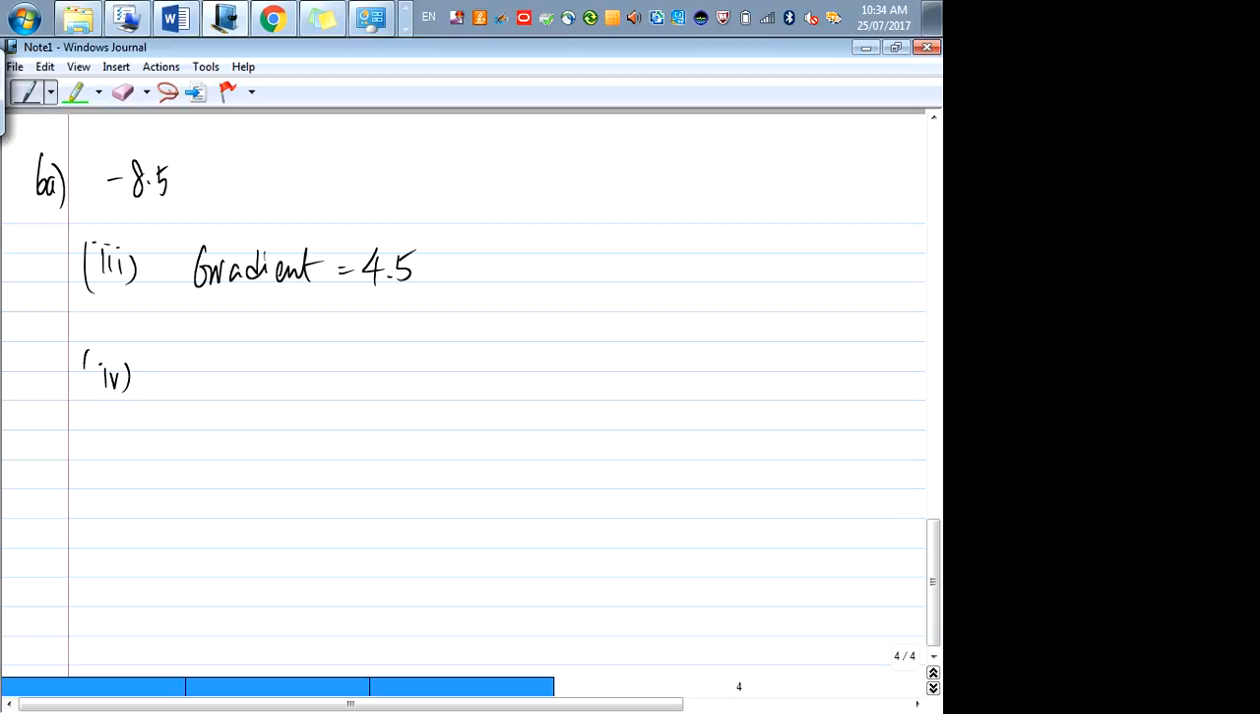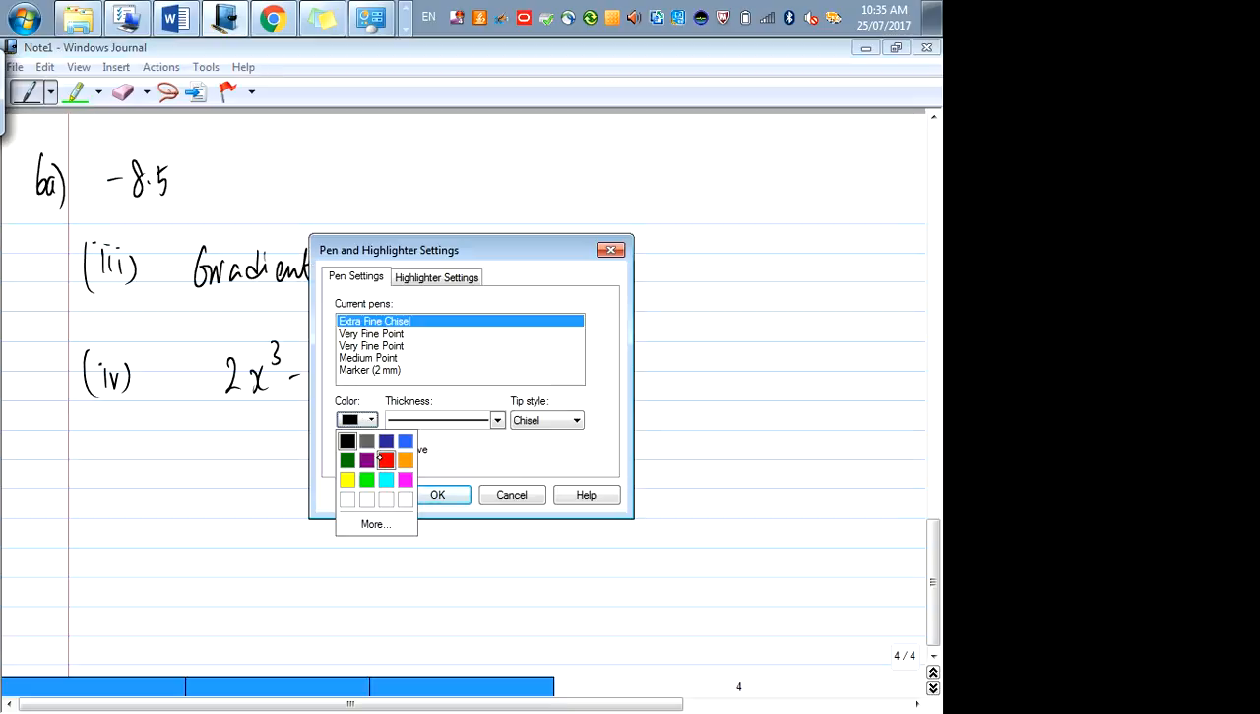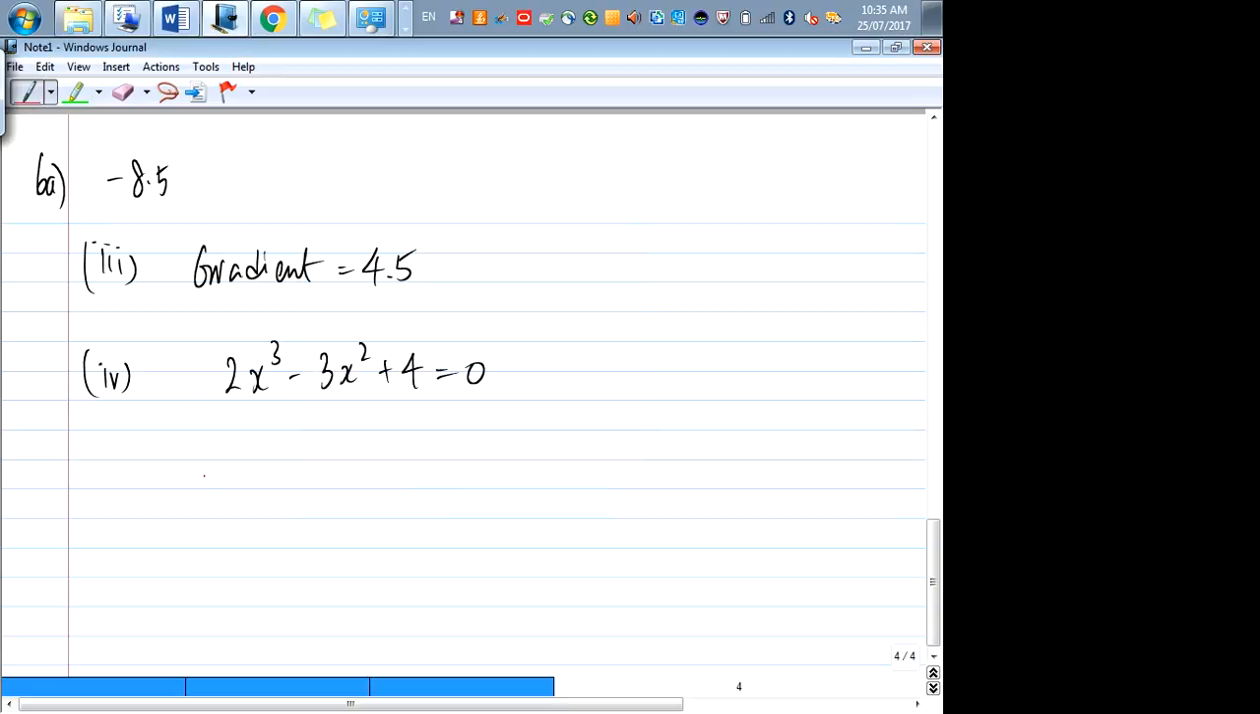Then for part 4, by drawing a suitable line on your graph, find the solution to the equation blah blah blah. Okay, so how we do this will be, we state what is the equation, the solution that they want us to find. 2x cubed minus 3x squared plus 4 equals to 0. Now we do not have this equation in our graph. Rather, what we do have is y equals to 2x cubed minus 3x squared plus 5.